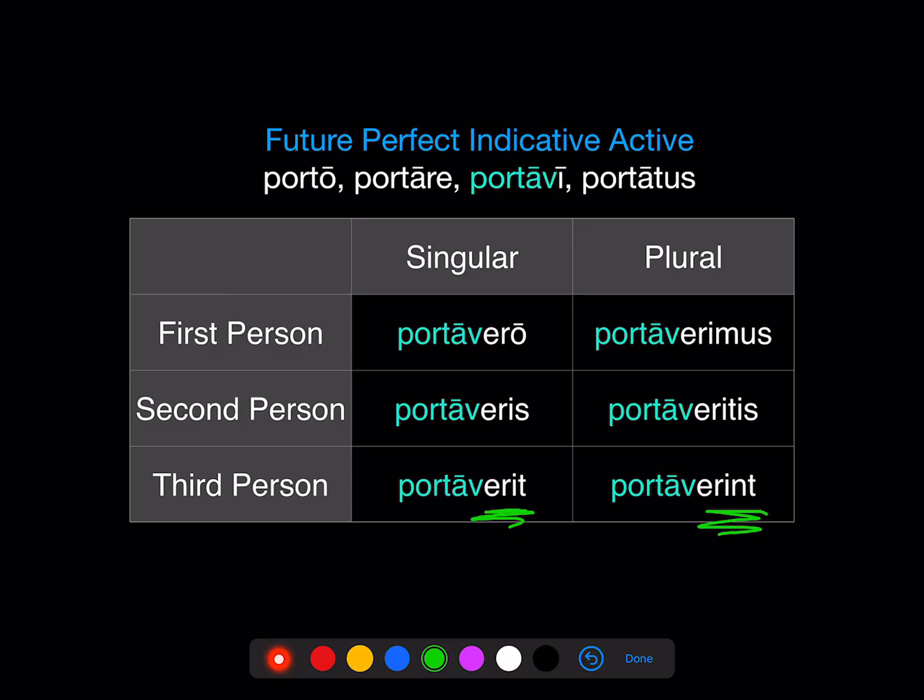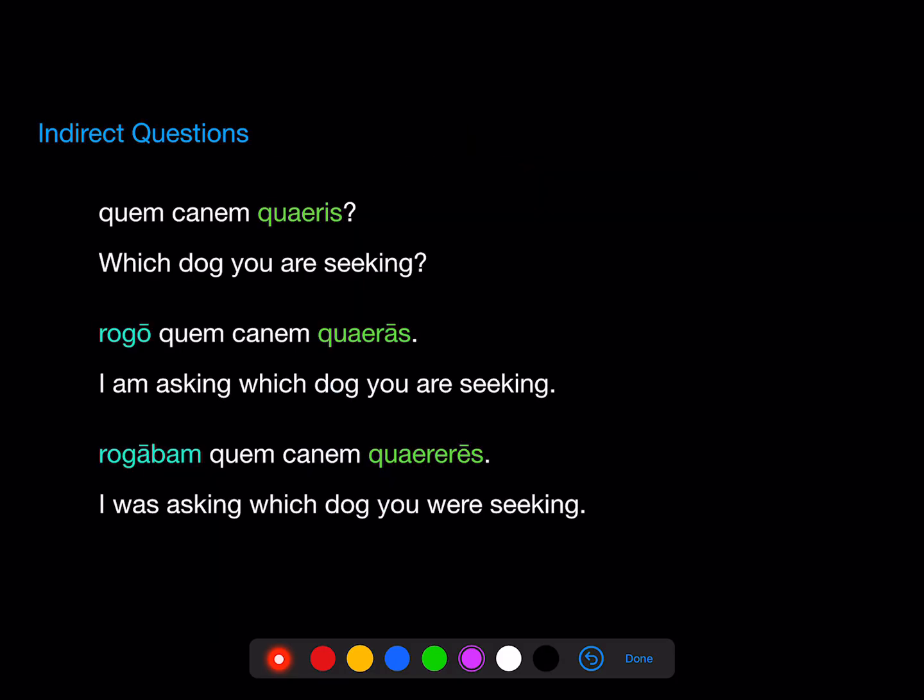All the other persons and numbers, though, look different, right? So the future perfect indicative active has ero instead of erim, and it has a short I there. So how do we use this new perfect subjunctive? Well, we actually know all the tenses of the subjunctive now.